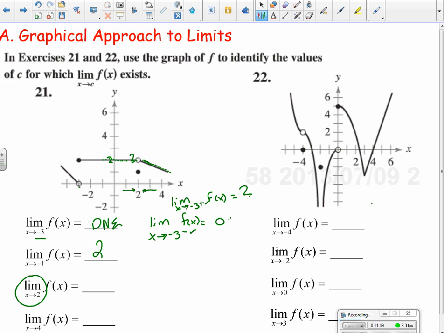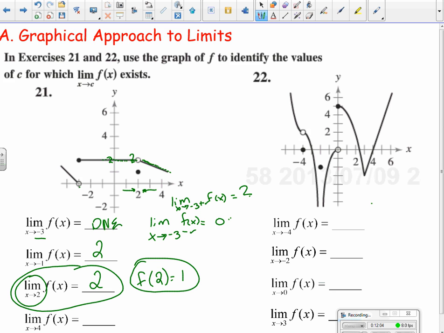Its height is also 2, so it's got a limit of 2. Now, don't get confused. The actual value of f of 2 is 1, isn't it? This means something completely different than that. This asks, when I put in x, I get out what value for y? I get out 1. This says, as I approach 2, I get out 2.